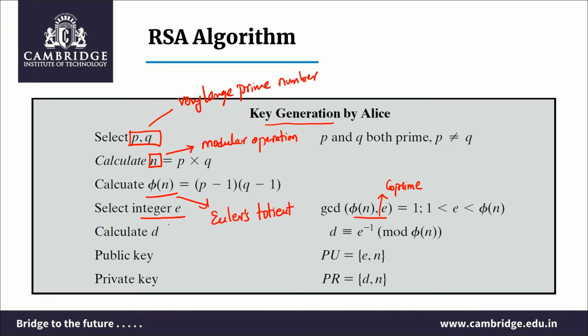Once e is calculated, I obtain my public key. What is my public key? My public key is nothing but the combination of e and n. Once that is done, as the next process, I am going to calculate d. Generally, we make use of a modular operation of this sort to find d.